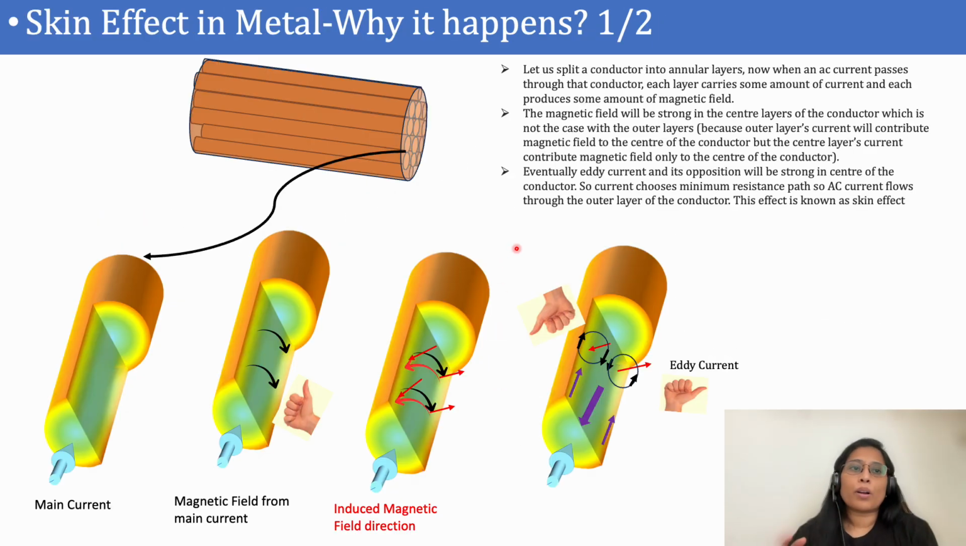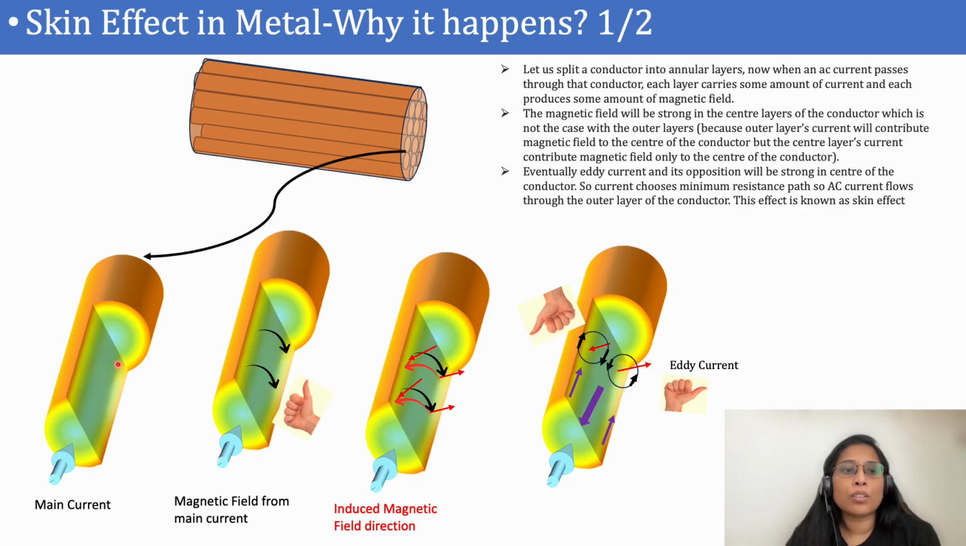Just to understand the skin effect in metal, I'm going to split the conductor into tiny, small conducting strips like this. Here you can see that I have divided this conductor into tiny, small conductors, and I am going to consider one conductor from that. So this is one conductor from inside this conductor.